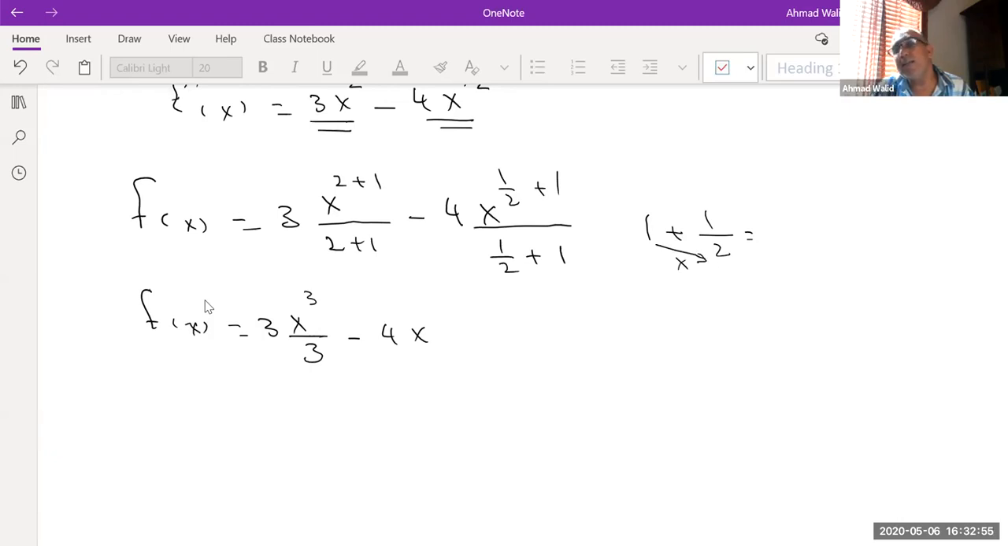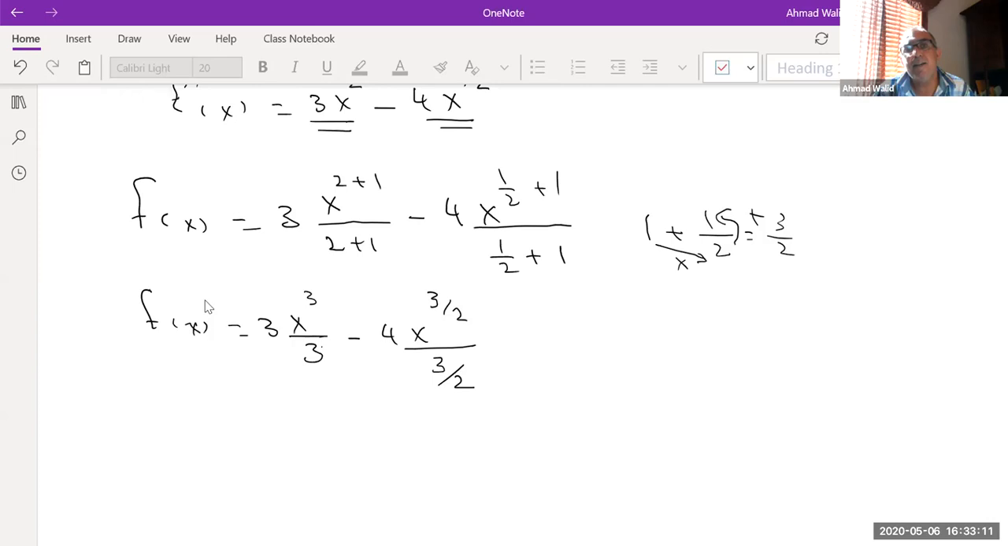This 1 times this and add here. 1 times 2 is 2, 2 plus 1 is 3. It means it gives you 3/2. This is the fastest way, right? X to the power of 3/2 over 3/2.